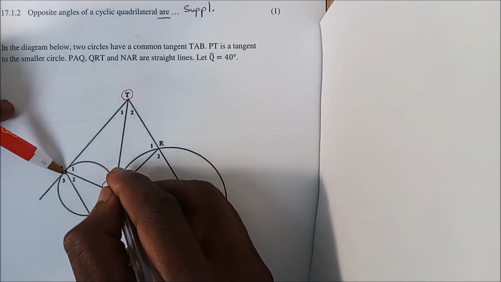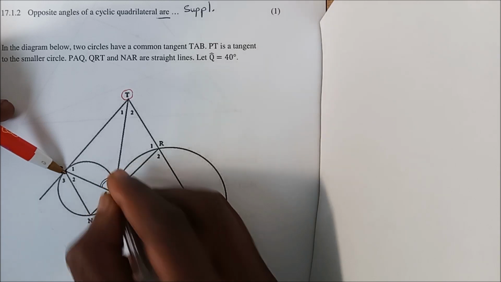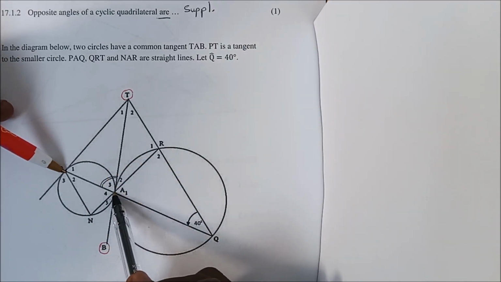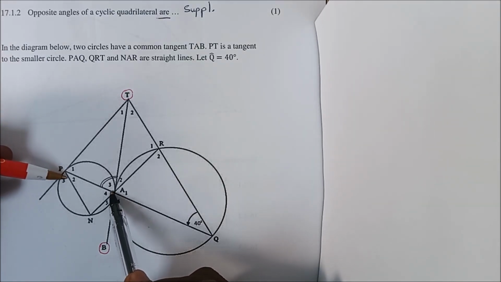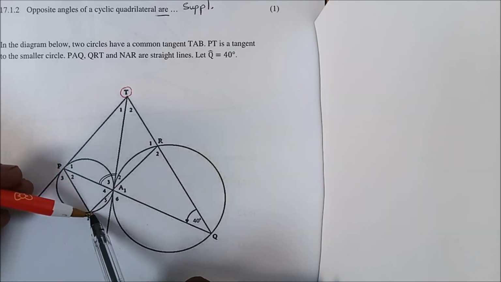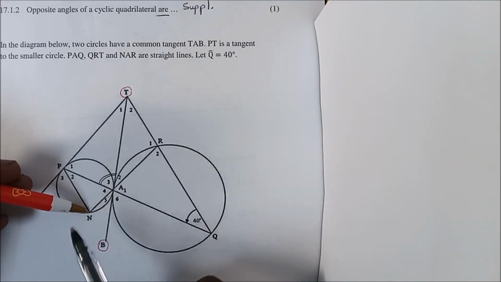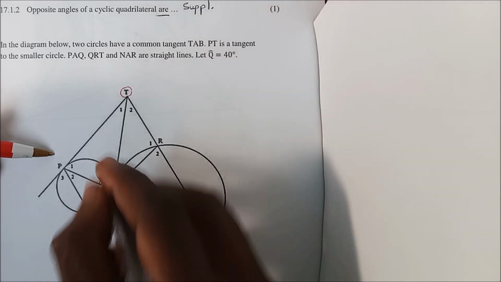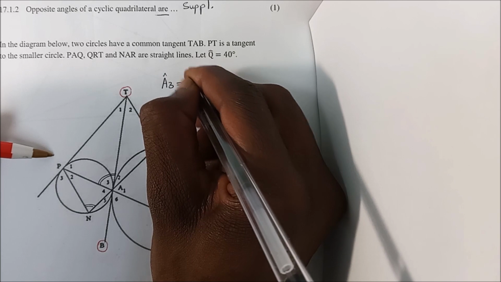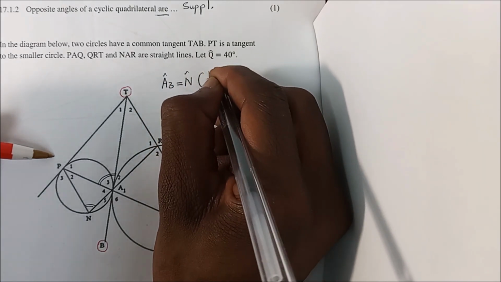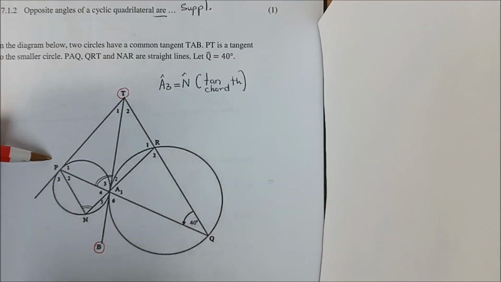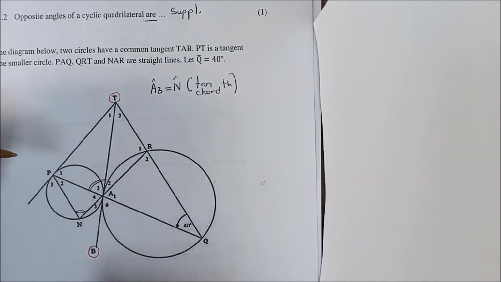So this angle, it is A3. So that's your A3. So now what is the direction of the pens? They are going to N. So what does that mean? That means that A3 is equal to N. So now we'll just put, or we can highlight it there. A3 is equal to N. Reason will be tan chord theorem. So that's your reason, tan chord theorem.